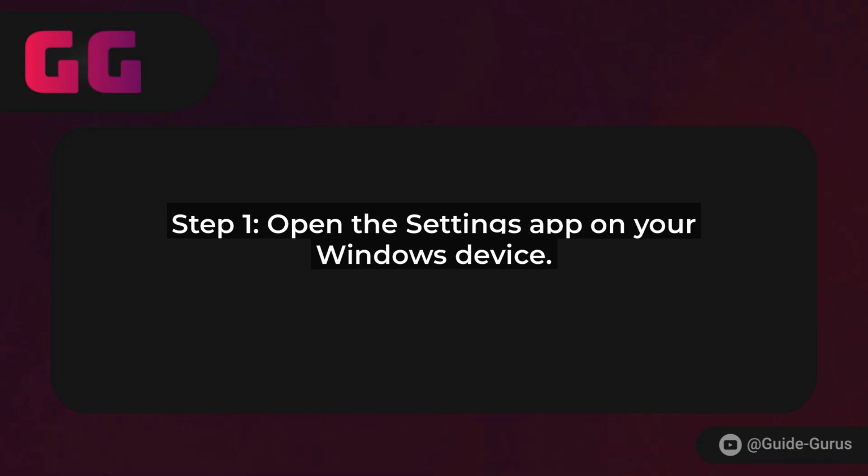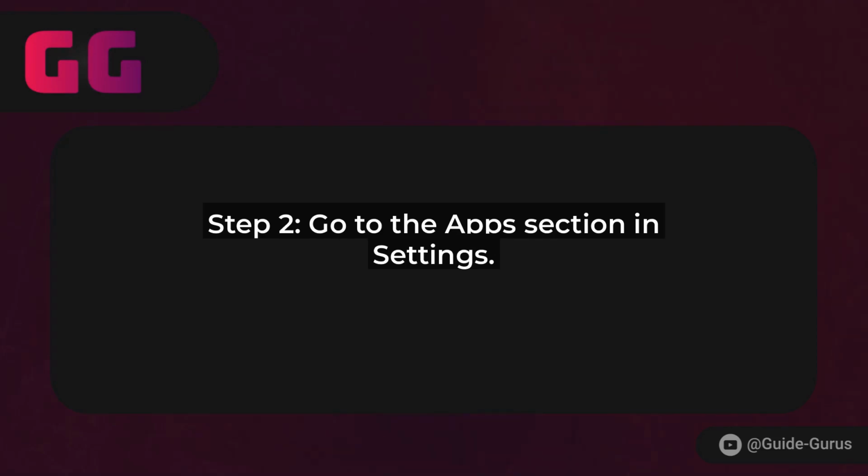Step 1. Open the Settings app. You can do this by clicking the Start button, then selecting the gear icon, or simply searching for Settings in the search bar. It's that easy.